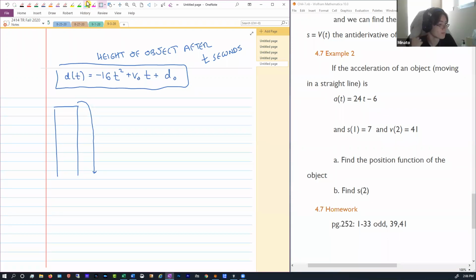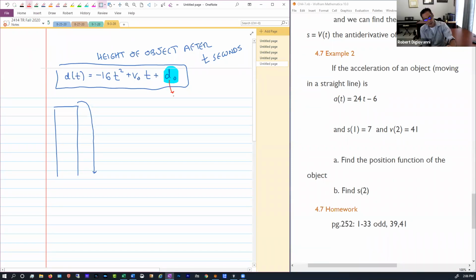Okay, this d naught right here is your starting height. That's how high the bridge is, or how high the building is. And this v naught right here is your starting velocity. So it's like if I take my pen and I just let it go, then the height off the ground is my starting height. If I just let it go, then my starting velocity is 0.